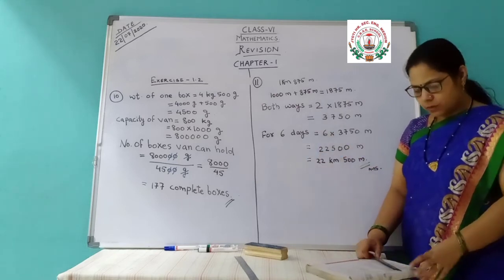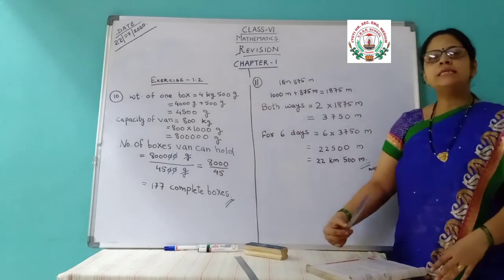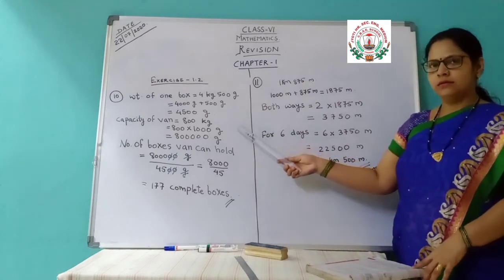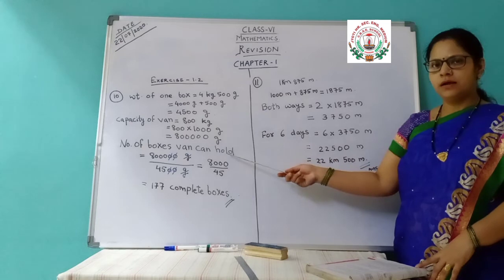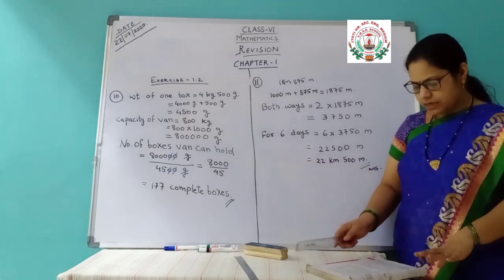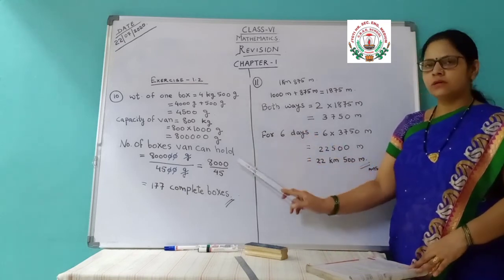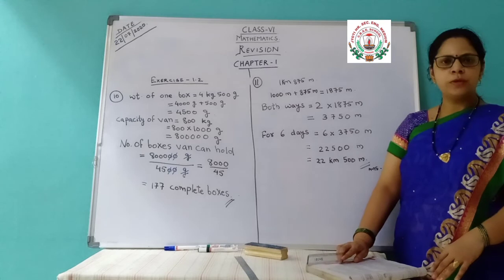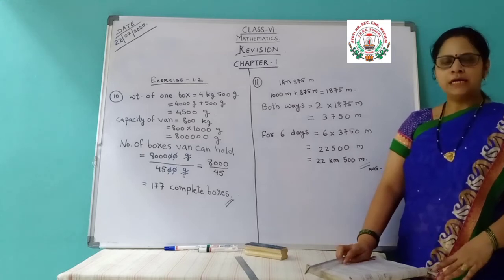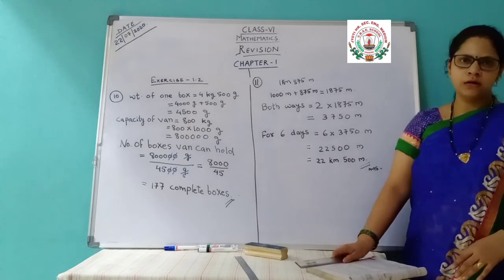Then question number 12. Vessel, liter, curd, and so on, whatever it is, it is just like question number 10. How much it can hold or how much can be filled in that glass. If you have not completed it in your copy, just go through that. Practice it again and again. So in this way we have completed the revision of chapter 1.